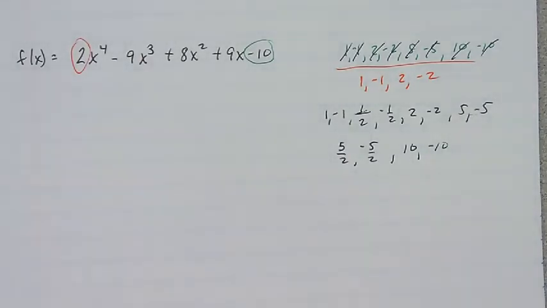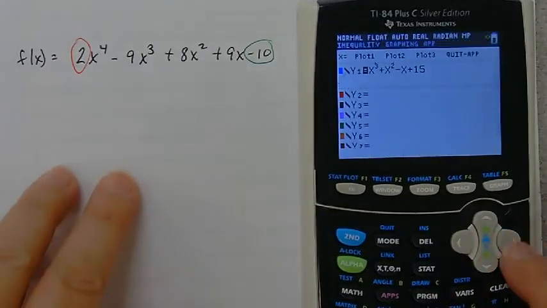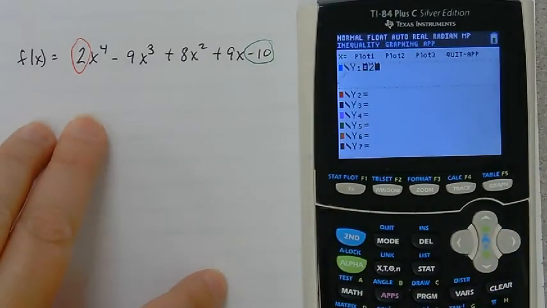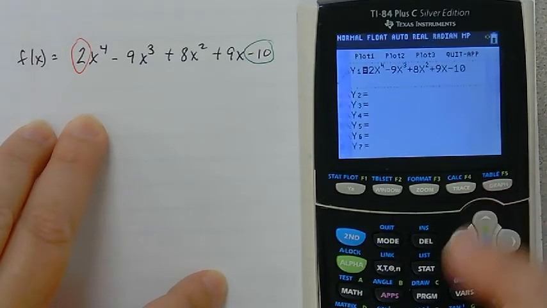I can put that in the graphing calculator and see where I want to start. I think I'll go ahead and do that. I think you should practice it too. So I'm going to clear out what I had before and type in 2x to the 4th minus 9x cubed plus 8x squared plus 9x minus 10 and graph.